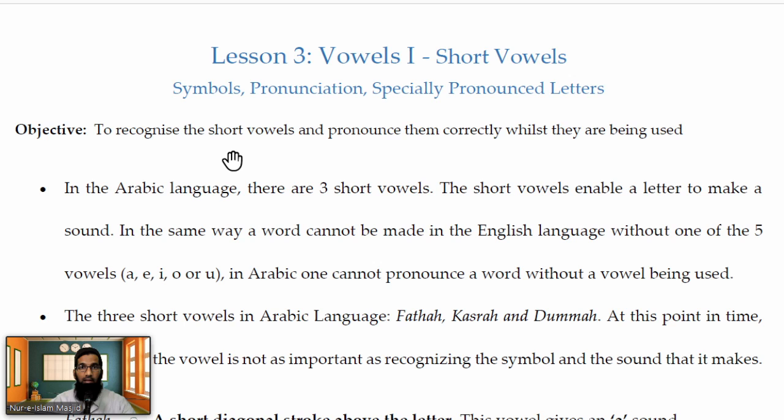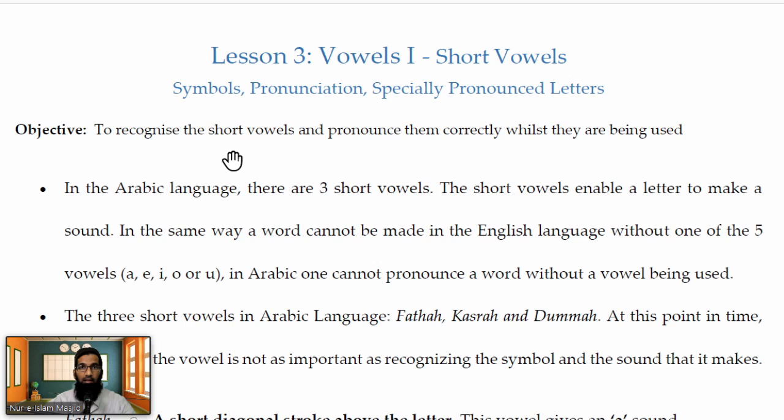So what is the fatha? A short diagonal stroke above the letter. So where is it going to be? Above, right? This vowel gives an a sound. So say it, right? And it's not long. Just remember that it's not going to be long. Now the kasra, that's the one below, a short diagonal stroke below the letter. This vowel gives an e sound. Can you say that?